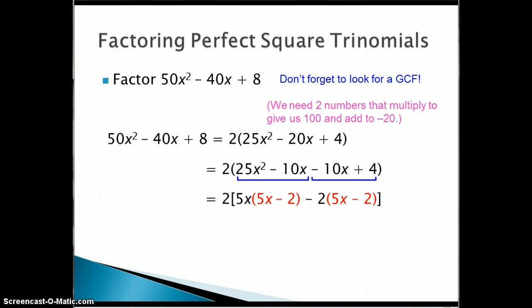So when you pull out those GCFs out of each group, you'll have a remaining binomial of 5x minus 2. So that's your common binomial factor. So that will be one of the factors of that trinomial. And the other, notice, is 5x from the first group and a minus 2 from the second group. Put those together and we have identical binomial factors plus our GCF of 2 in front. So we can simplify that a little bit. We still have our 2 up front, but we're going to rewrite the 5x minus 2 times itself as, in parentheses, 5x minus 2 squared.